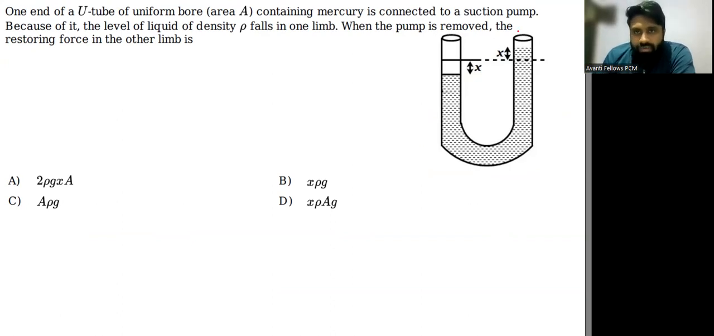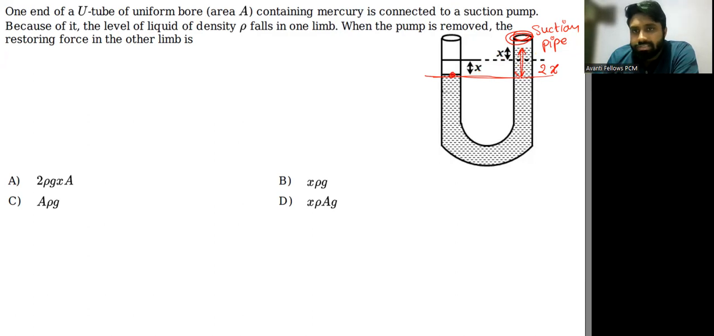So in this limb, we have provided a suction pipe here. What will the suction pipe do? The suction pipe will suck the air inside it, and if we are sucking the air, we are creating a vacuum. So mercury will immediately fill that vacuum and rise up. Here you will see the height up to which the mercury has risen is 2x, x plus x.